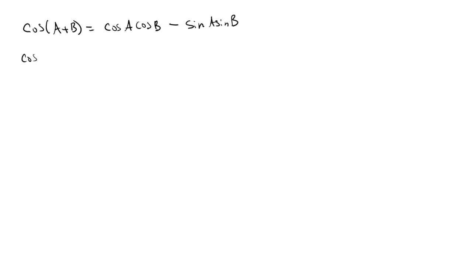For the difference, it'll be cosine of A minus B, and we will say cosine of A, cosine of B, then it'll be the opposite sign, so plus sine of A, sine of B. So again, things to be paying attention to is this A and this A are exactly the same, right? And my B and my B are going to be exactly the same.